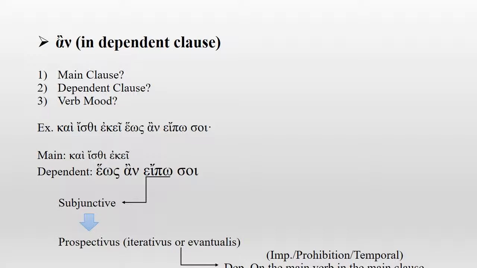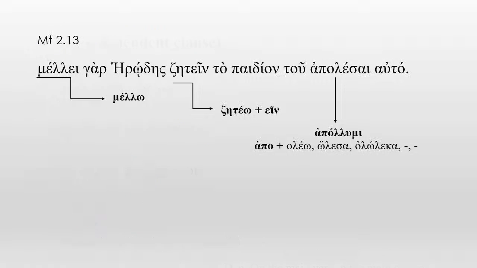Then is it in the main clause or dependent clause? If it's in the dependent clause, usually, in almost all cases, no optative will follow. When it's in the main clause, usually an optative follows, and it makes it different categories. But in a dependent clause, the verb is not, in almost all cases, optative. Then defines the mood of the verb and whether you're going to translate in an iterativus or eventualis.